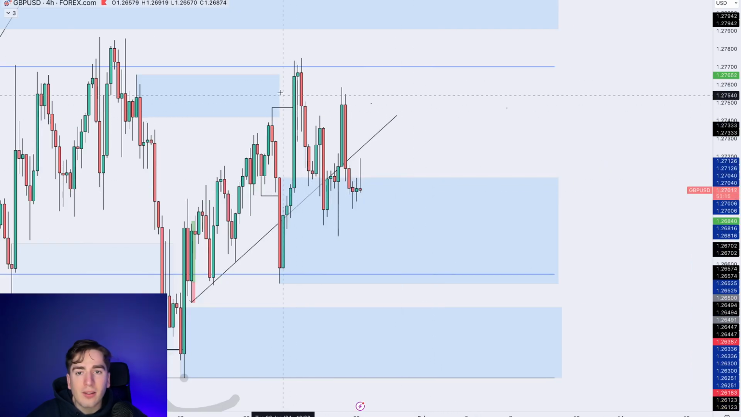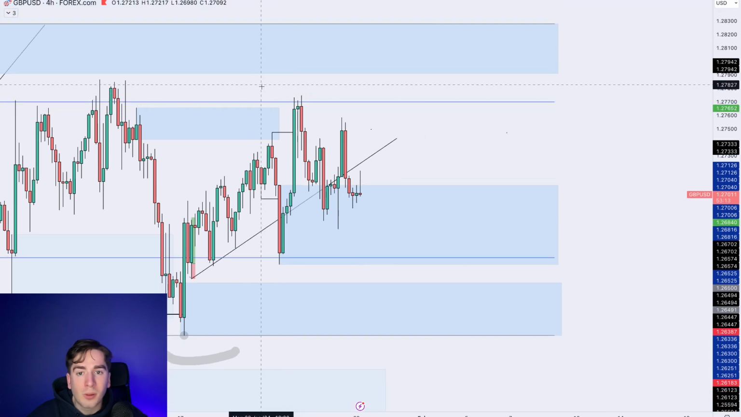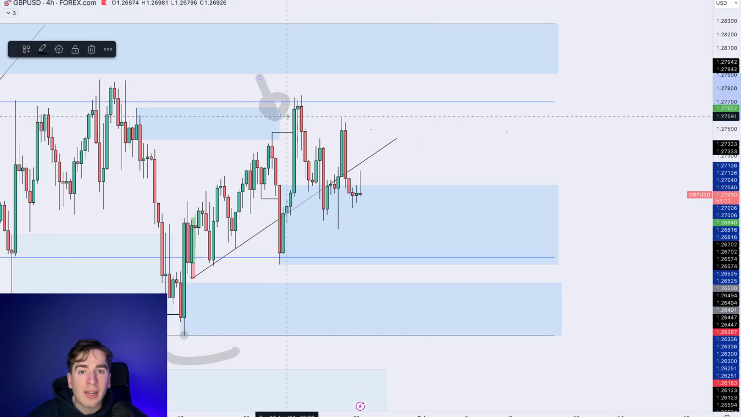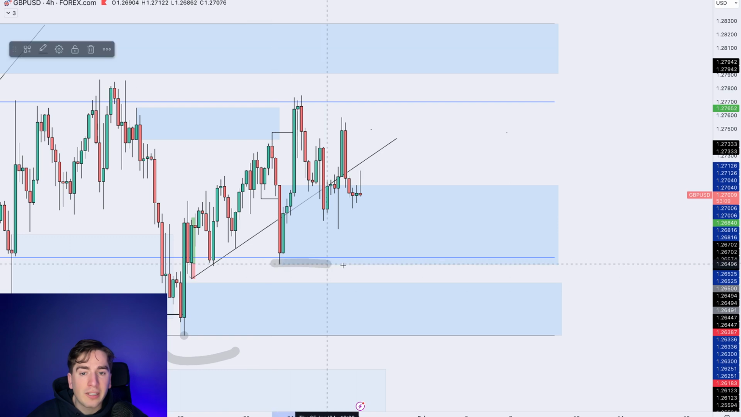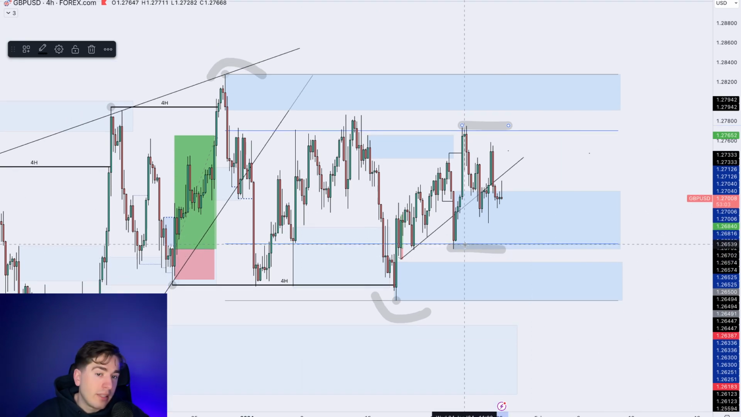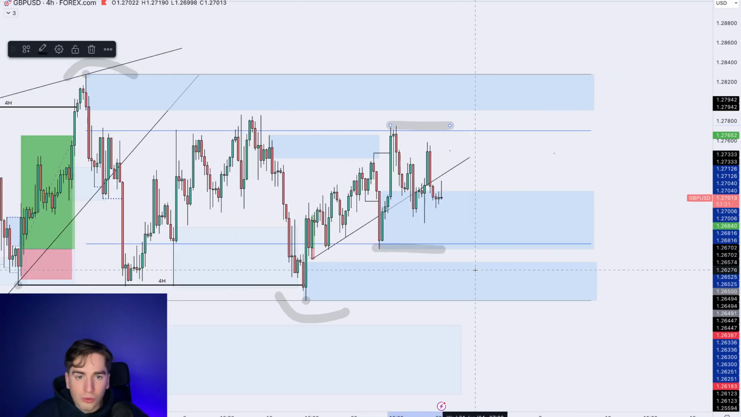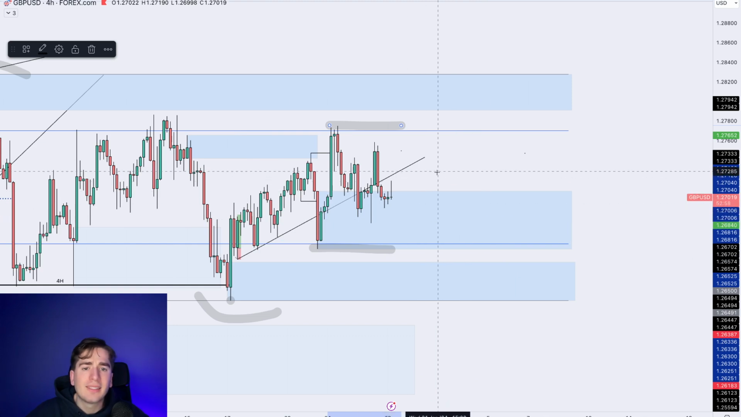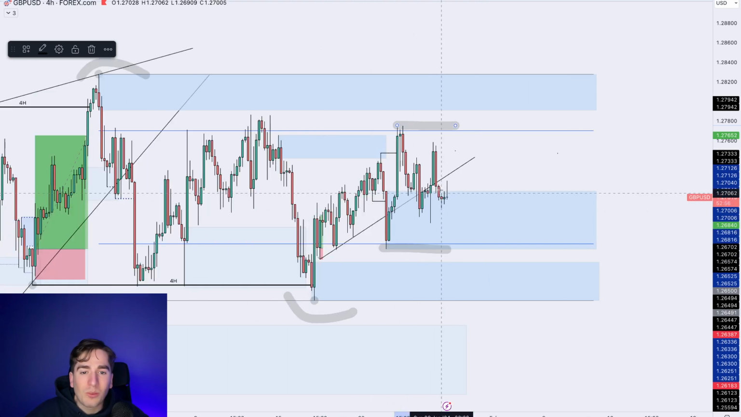Overall, internally, the 4-hour structure over here on pound dollar is bullish, with this being your internal high, which got broken. So now this is your internal low, and this is your internal high. However, the swing structure is bearish. And the internal structure is therefore bullish on the contrary. But as we can see, the overall structure is super messy once again.